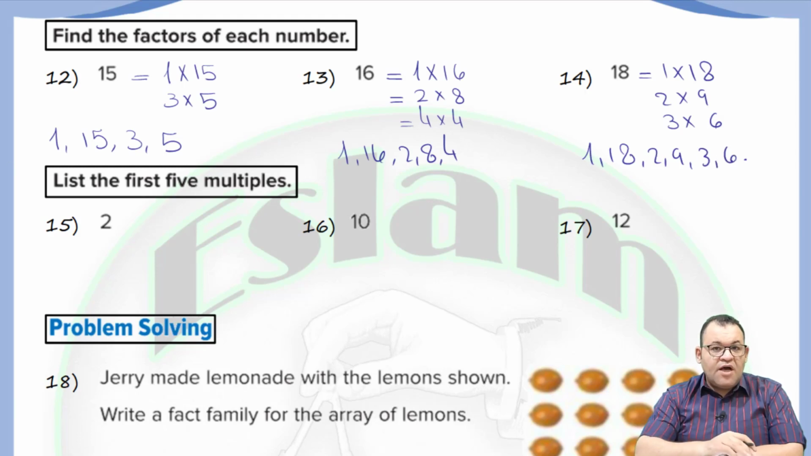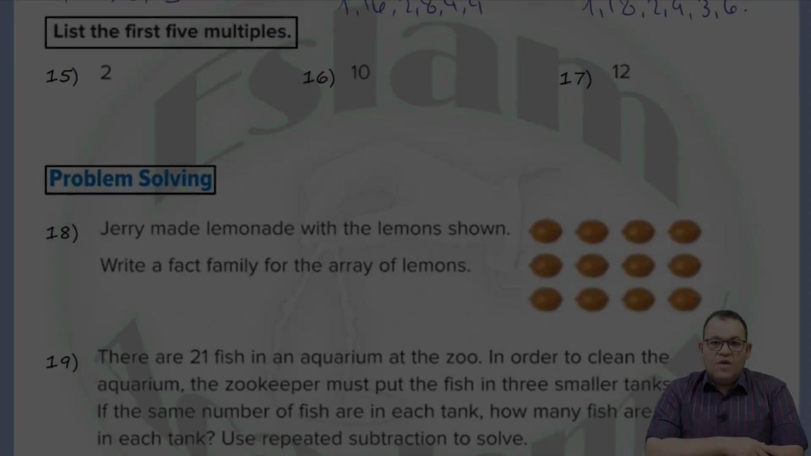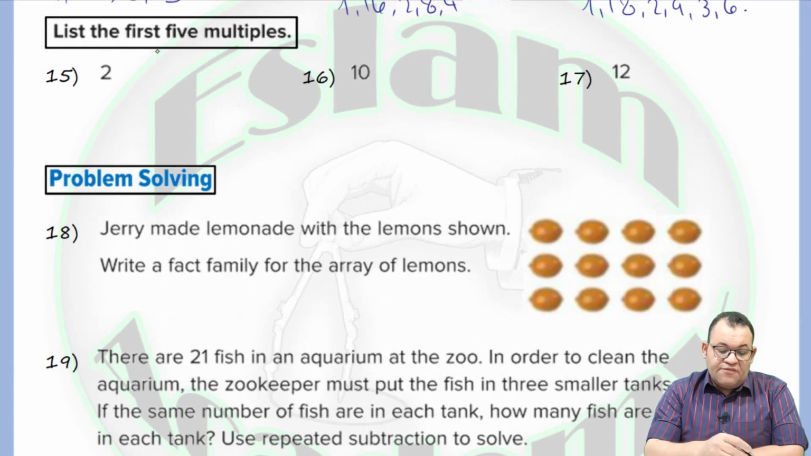And that's how we can find the factors of any number. In this problem, we need to list the first 5 multiples of each of the following numbers. We need to find the first 5 multiples of 2. So at the first, we will start multiplying 2 by the numbers. 2 times 0 equals 0.